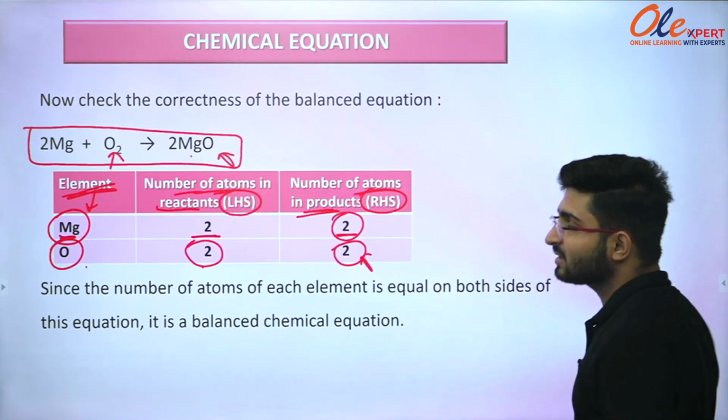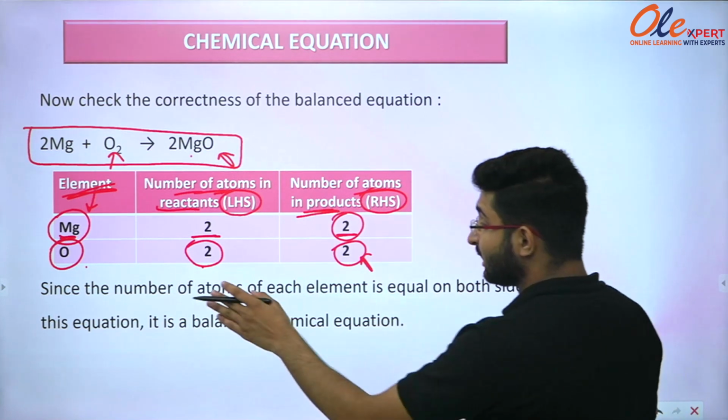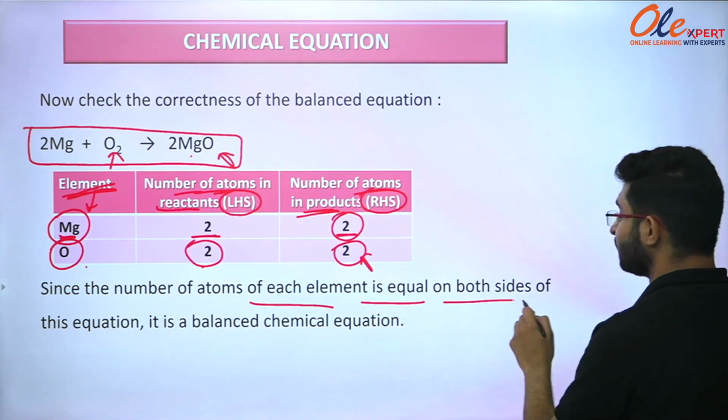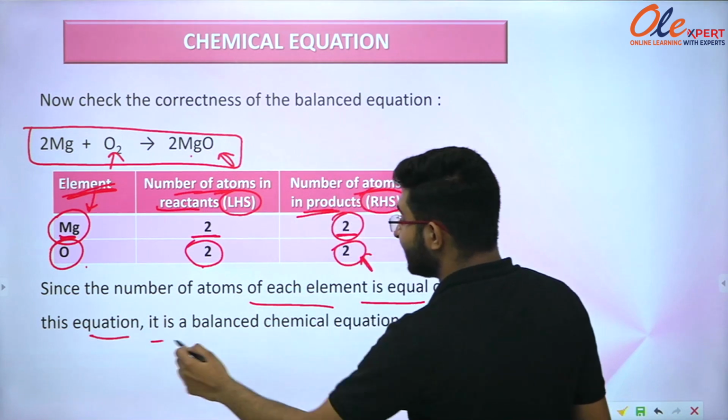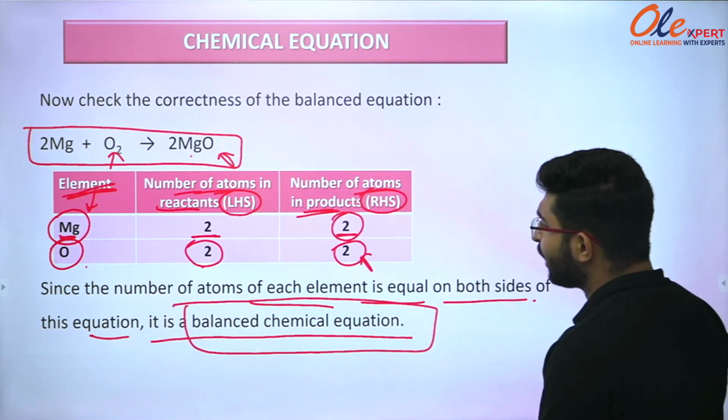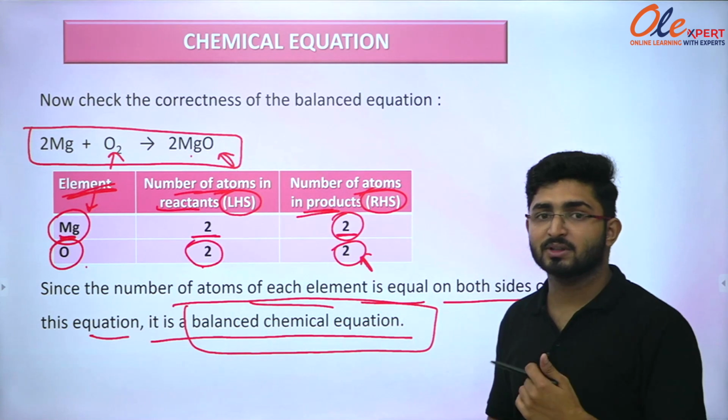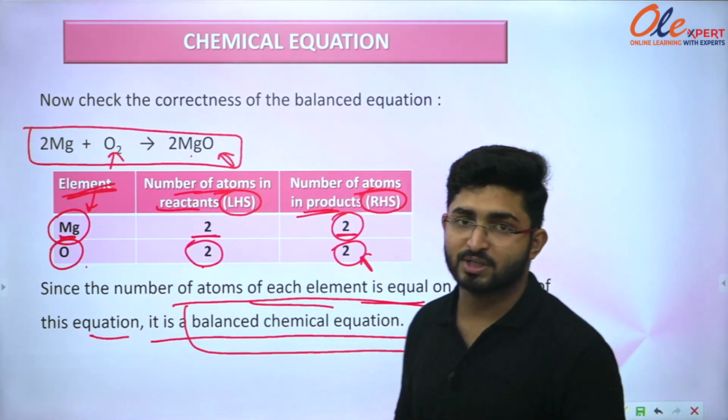So this is how we can say that we have balanced the equation. Since the number of atoms of each element is equal on both sides of this equation, it is a balanced chemical equation. So this is how you can balance an unbalanced equation with the help of multiplying coefficients.